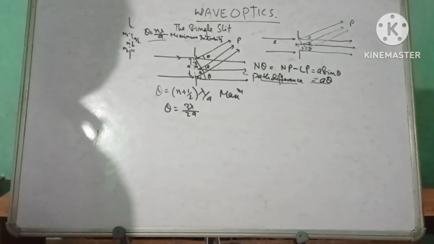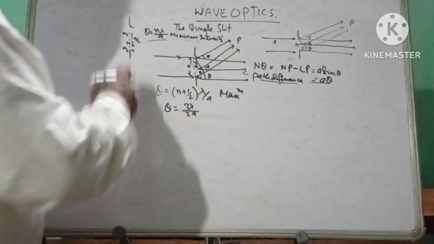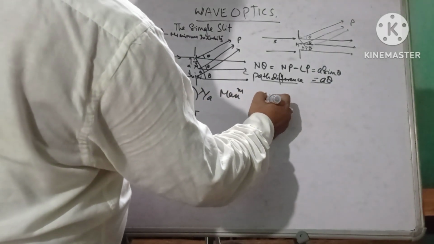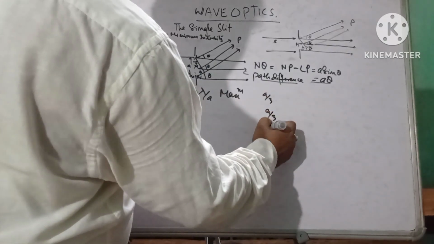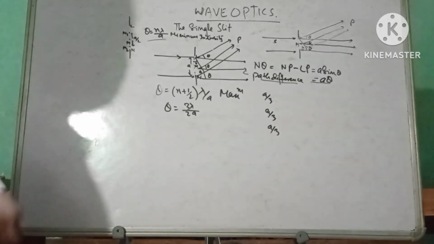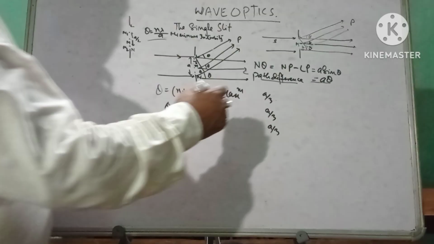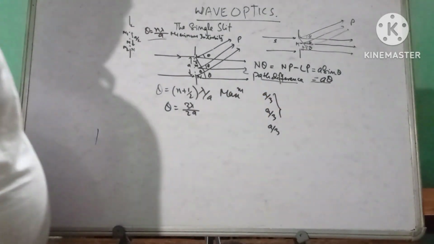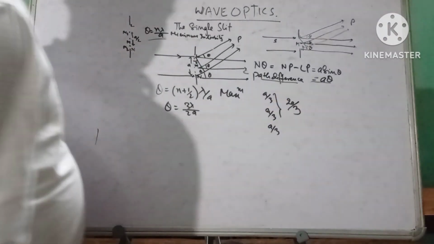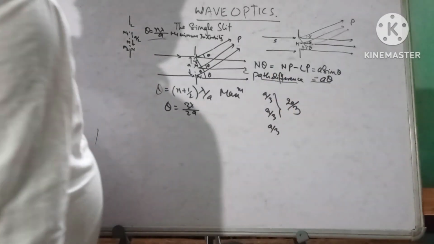So what they have done is divide the slit into 3 equal parts. Each part will be a by 3, a by 3, a by 3. Now they have considered two of these parts, so your distance will be 2a by 3. The distance between the slits is 2a by 3.